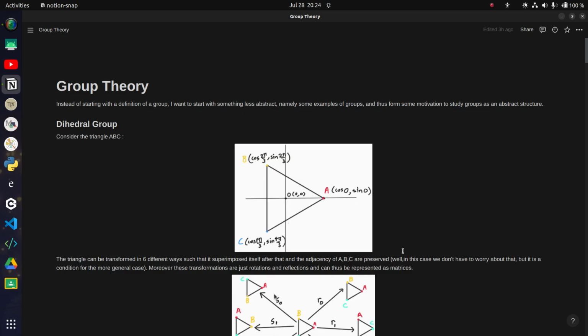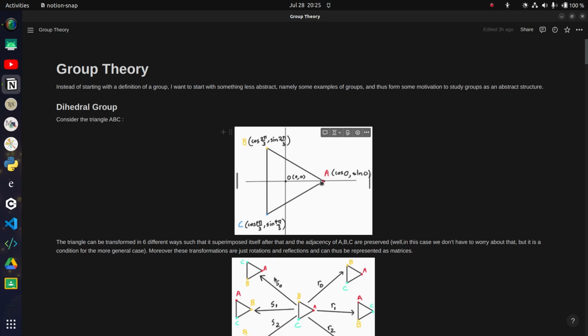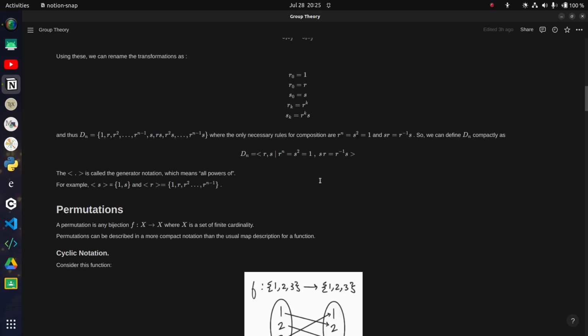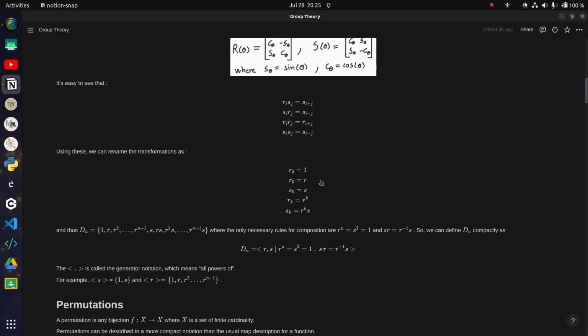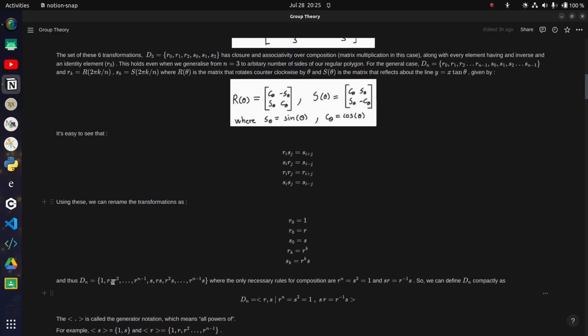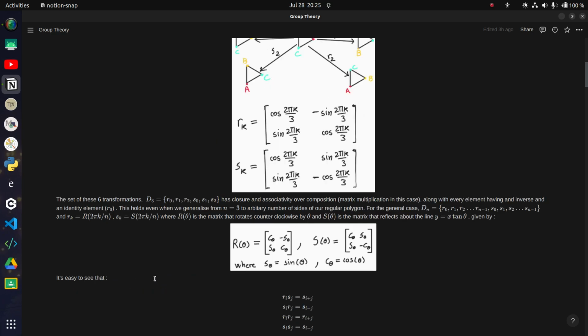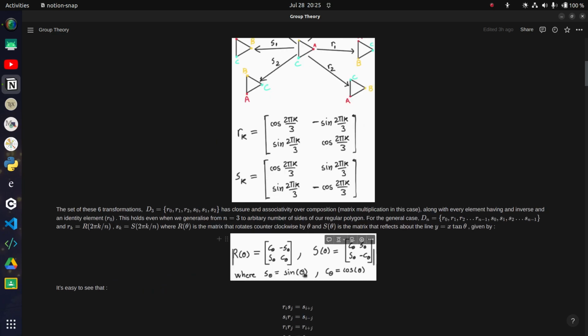In any case, you can generalize to n sides. Yeah, so your elements would just be R0, R1, R2, and so on till R(n-1), and S0, S1 till S(n-1), where Sk and Rk are given by these formulae.